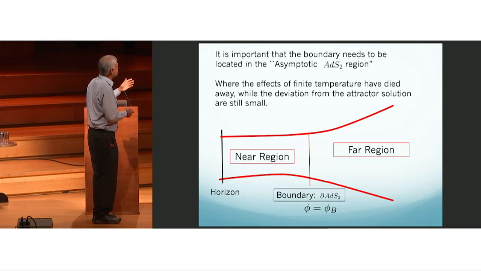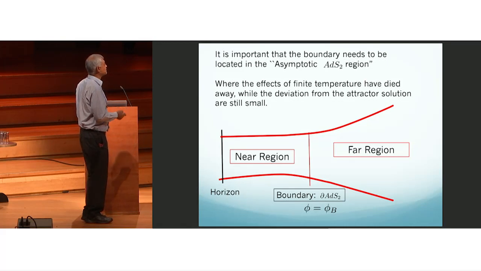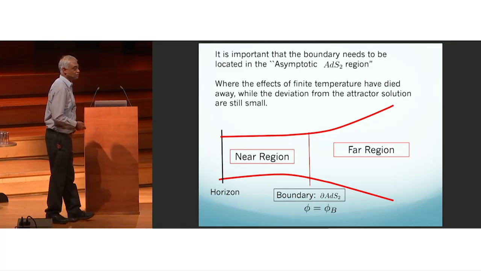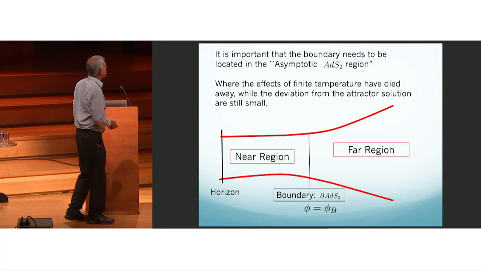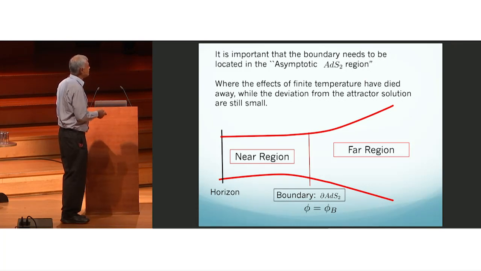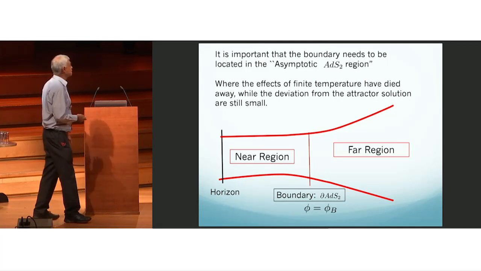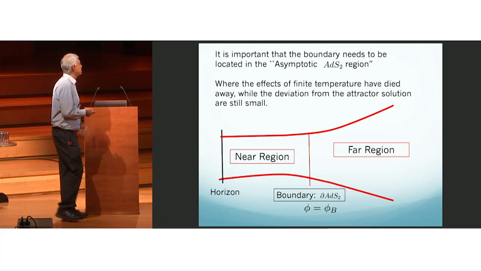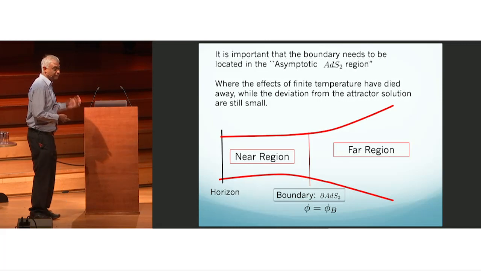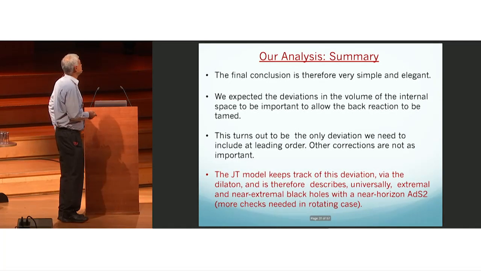So you want to locate this boundary roughly in that intermediate region where the temperature effects have died out, but the corrections have not become significant, driving the AdS2 geometry to the asymptotically flat or AdS case. As long as you do that and you locate the boundary at a constant value of dilaton, then you capture the behavior of these higher dimensional systems very well from the JT model after identifying parameters suitably.